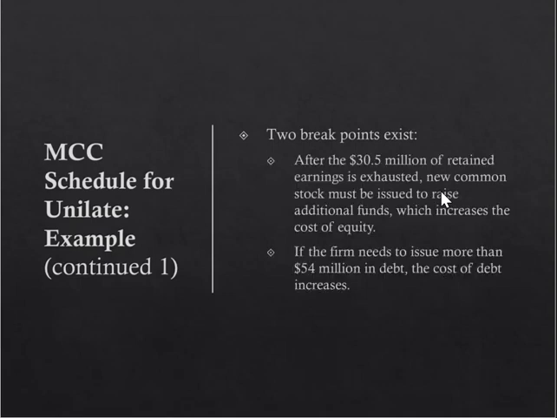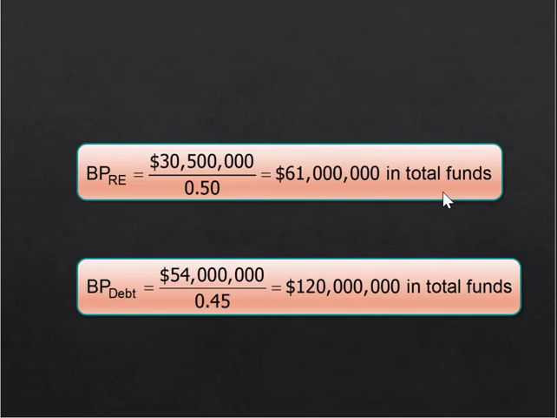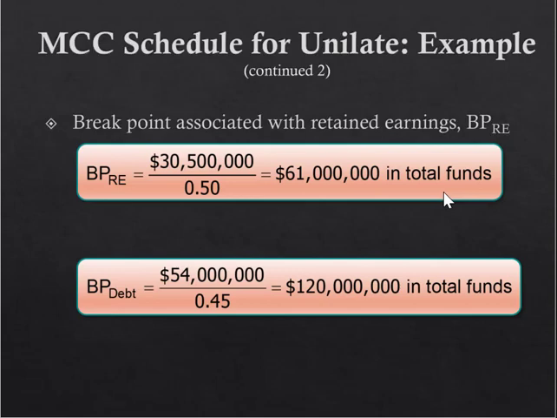Two breakpoints exist for Unilate. After $30.5 million of retained earnings is exhausted, new common stock must be issued to raise additional funds. And if the firm needs to issue more than $54 million of debt, the cost of debt increases. So the breakpoint associated with retained earnings: if 50% of our capital stack is retained earnings and we're going to have $30.5 million of retained earnings this year, that gives a breakpoint at 61 million, because at $61 million, you're going to have to go past retained earnings to issue new stock, which is going to incur flotation costs.